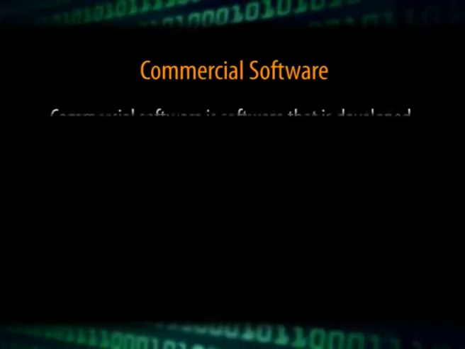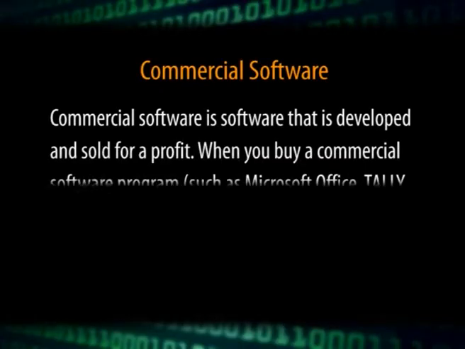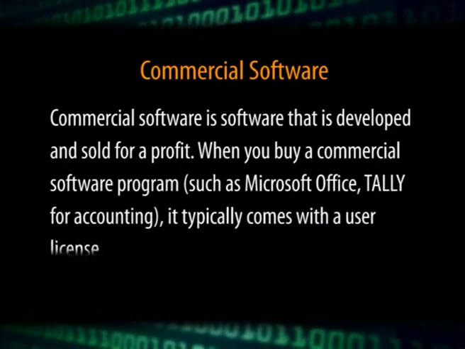Commercial software is software that is developed and sold for a profit. When you buy a commercial software program such as Microsoft Office or Tally for accounting, it typically comes with a user license. If the license is single user, it means that the user cannot install the software on more than one machine or make multiple copies of the CD for distribution to others or installing on other machines.